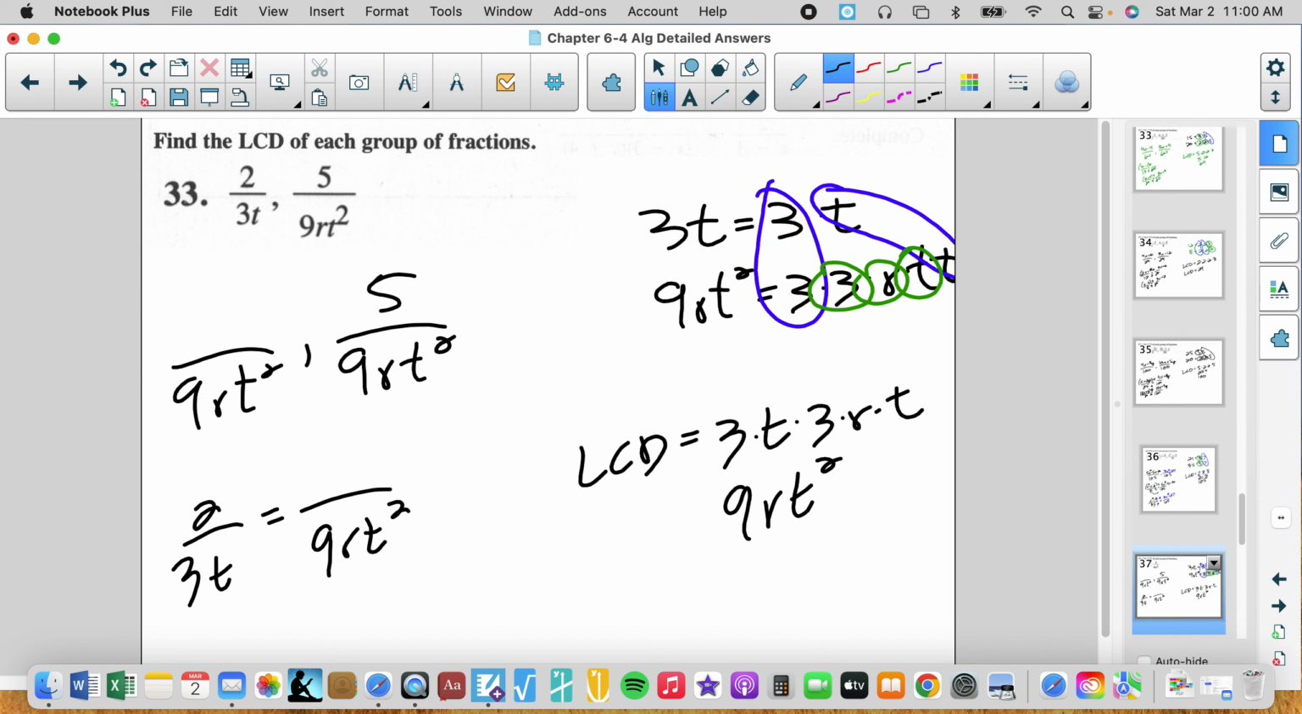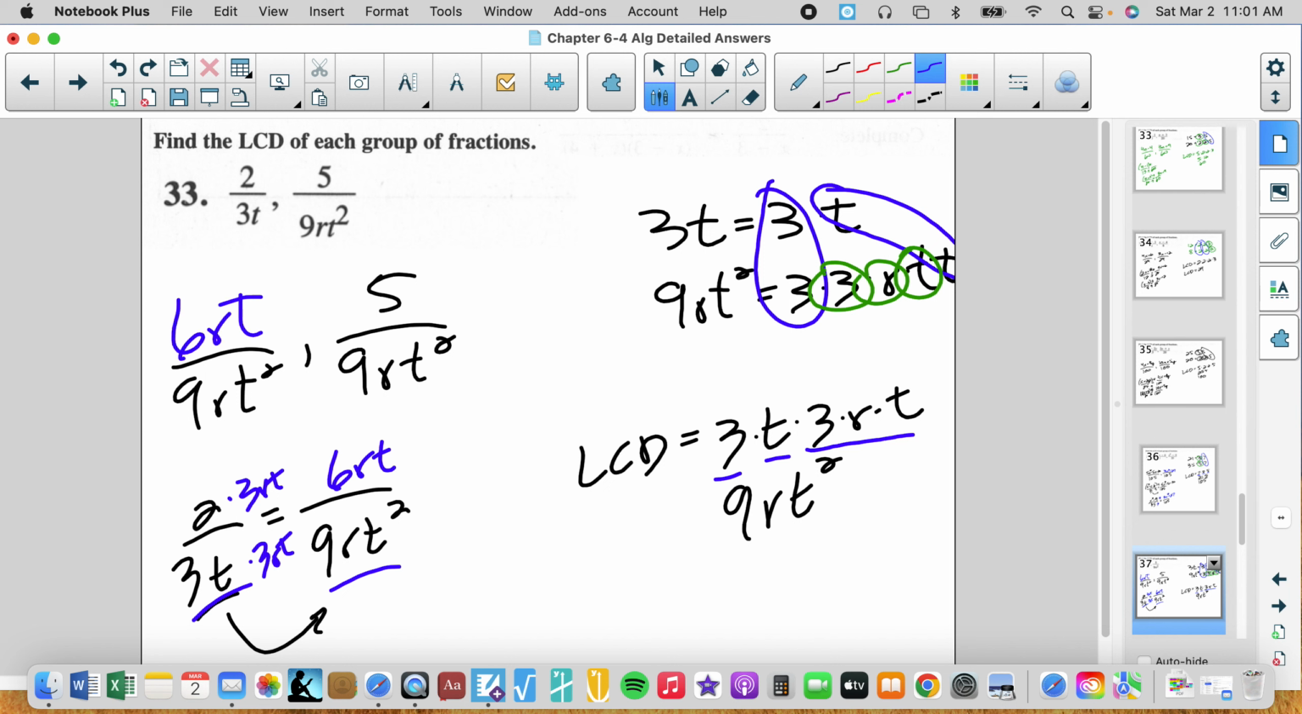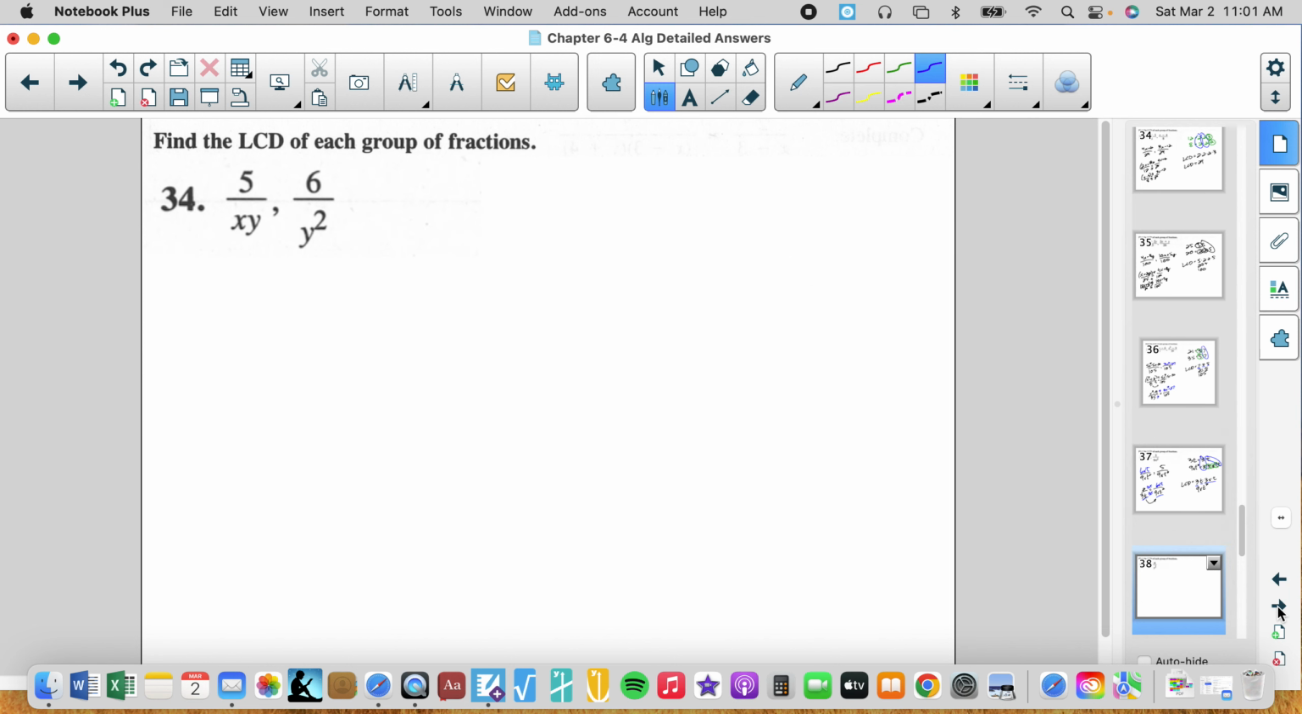Now we can go back and still use this. We can look, okay, here's my 3t. Here's my 3t. What am I multiplying to get 9rt squared? I'm multiplying these 3 terms. So I'm going to multiply it by 3rt, which gives us 6rt. So this 6rt is the equivalent fraction.